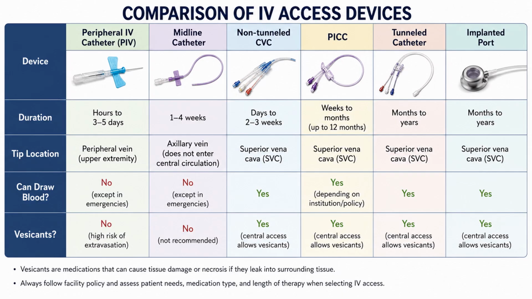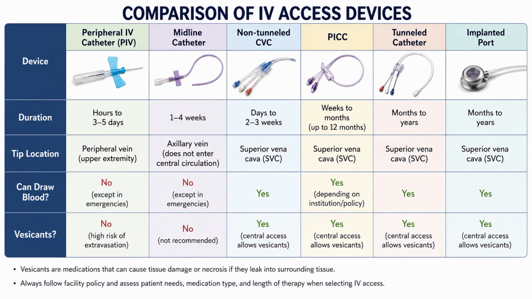We also have a midline. This is still a peripheral device, but it's longer. It's more appropriate for therapies lasting 1 to 4 weeks. Remember that the tip ends in the axillary vein, not the superior vena cava. And then the remaining devices, the non-tunneled central line, PICC, tunneled catheter, and implanted port, are all central venous access devices, meaning that their tips terminate in the superior vena cava.